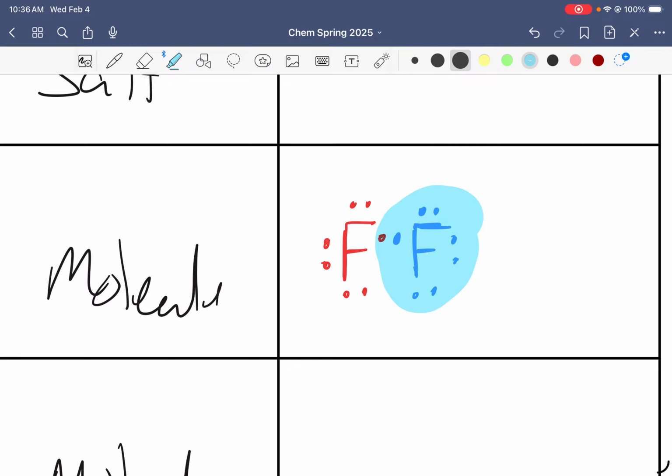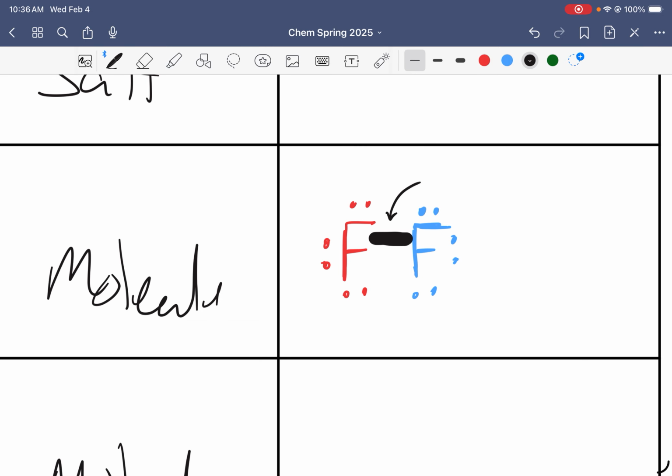So molecules are always going to have covalent bonds. I want to make sure that when I draw my structure, I have the correct number of valence electrons. I'm not adding or taking them away. And I'm showing that sharing clearly. Okay? So let's try the next one. We're going to work on the next one together.